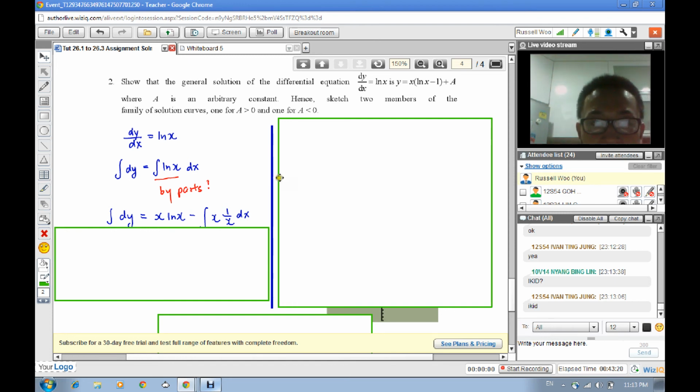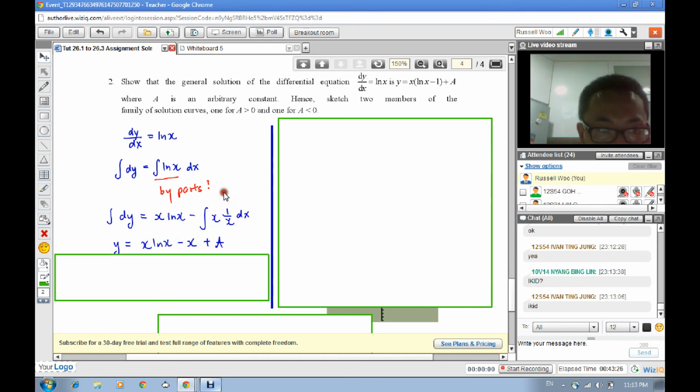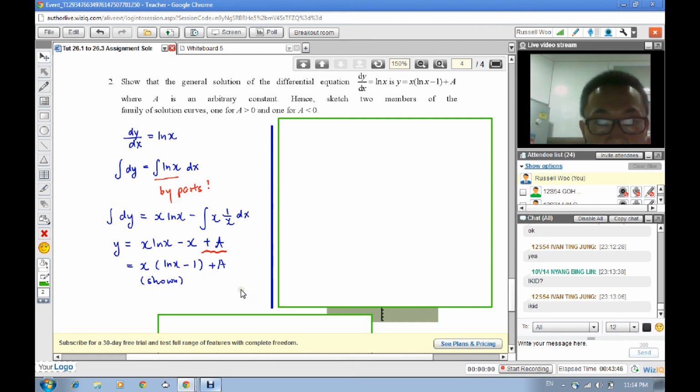At this point I should go a bit faster. This is not that bad, it's just techniques of integration. Again, your integrating constant A should just appear one time. Don't need it to appear on the left hand side and right hand side. Then we get what we want.